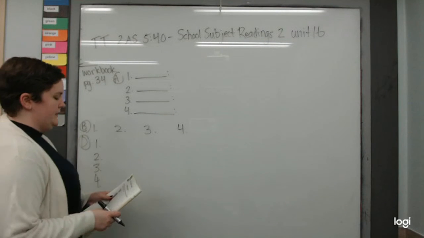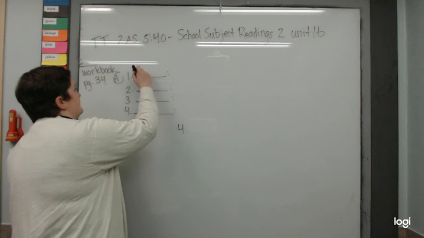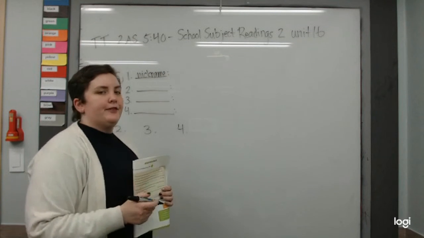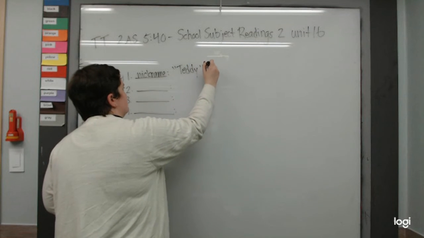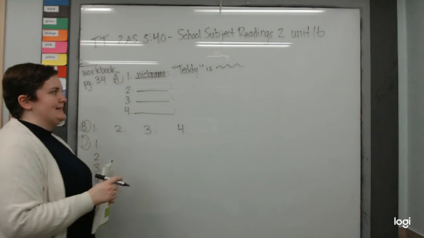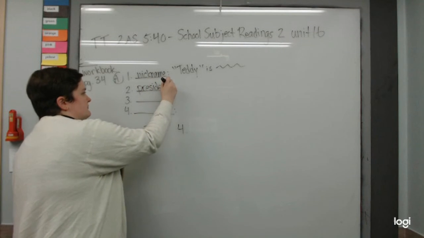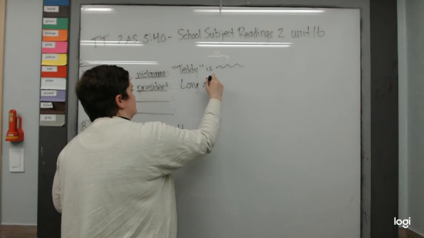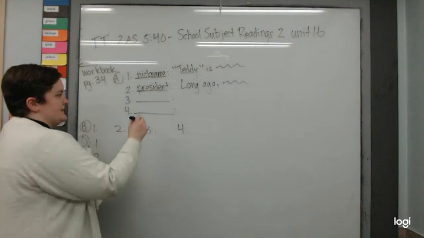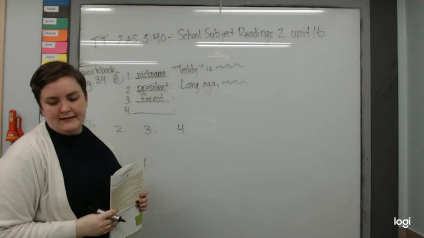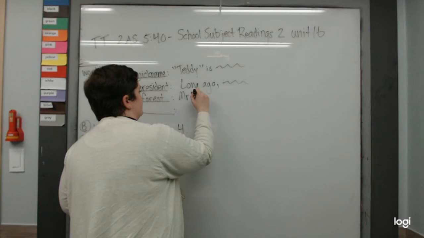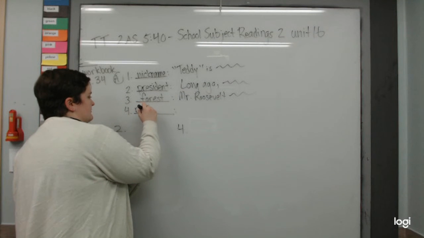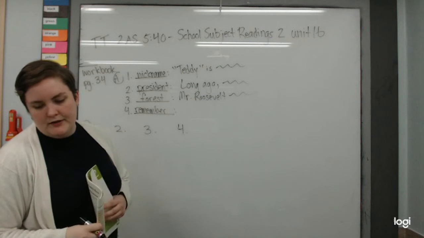Okay. So number one in part A on page 34. Number one, nickname. And our sentence is, where is it? Teddy is a nickname for Theodore. Number two, president. In our sentence, long ago, Theodore Roosevelt was the president of the United States. Number three, forest. The sentence is, Mr. Roosevelt liked the forest. And number four, remember. The sentence is, he wanted to remember this story.